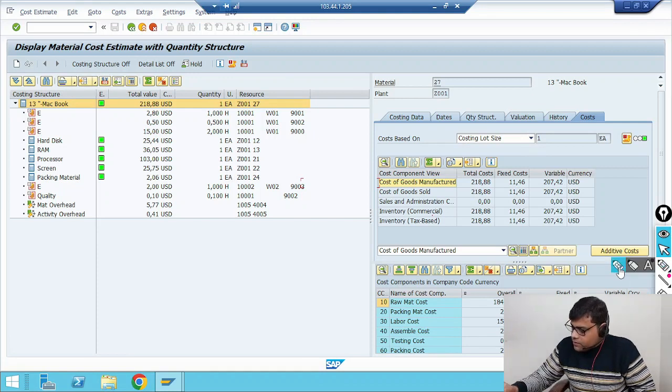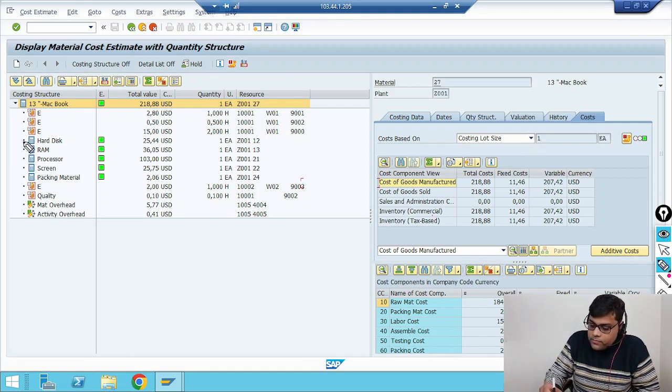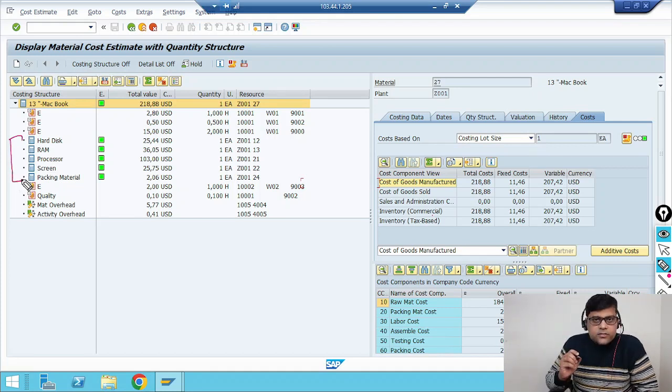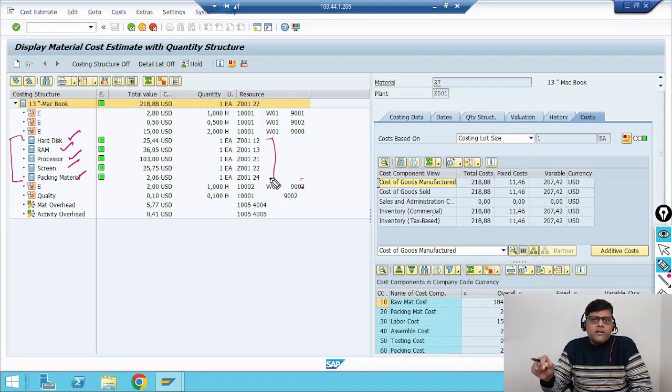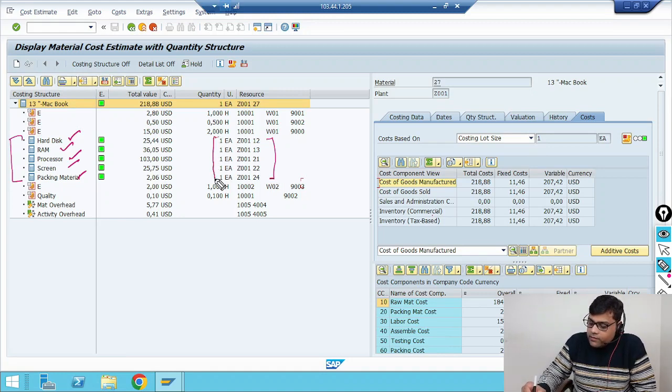Now if you check here, this is my material cost. These are our different materials. So in this bill of material, we have components like hard disk, RAM, processor, screen, and packing material. So these are the different components. Now how do we calculate this data? This is my master record, because material master is a very important component in your cost run. So this is a master record and these are the quantities. Now this quantity will be added in the PP module or in the bill of material.